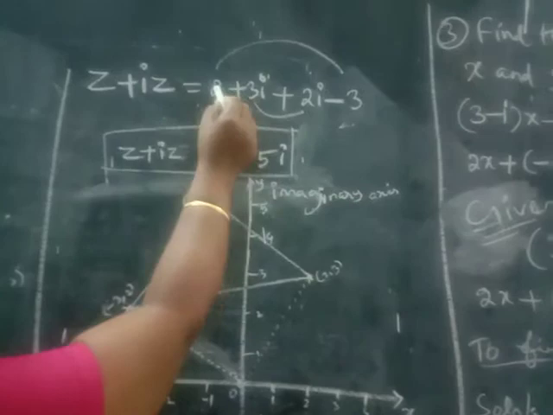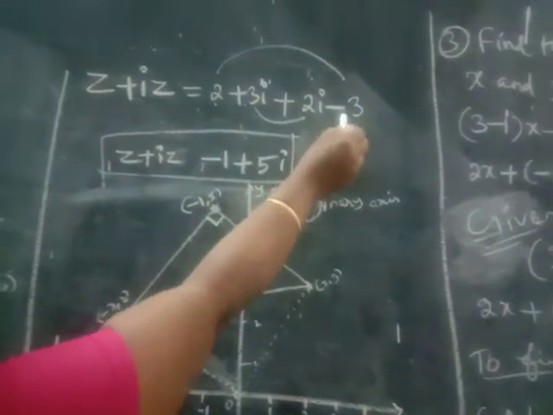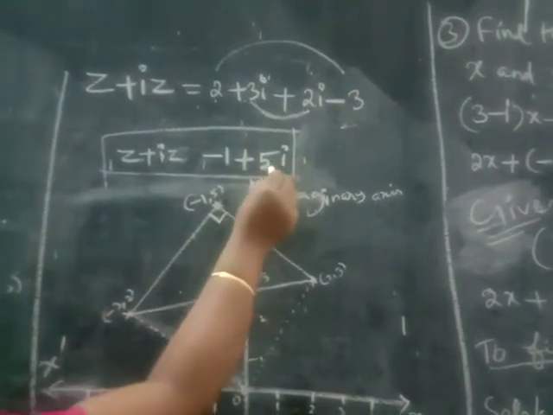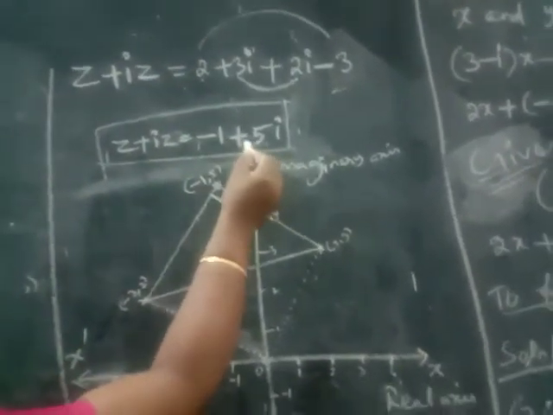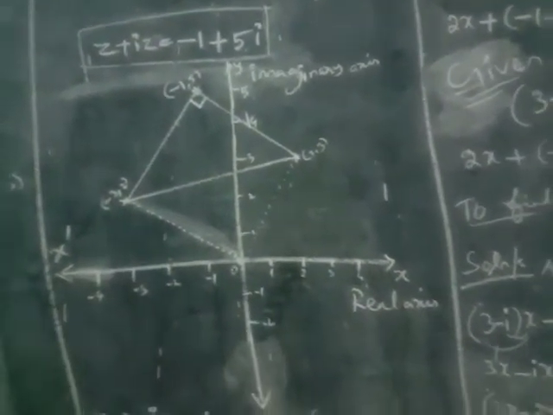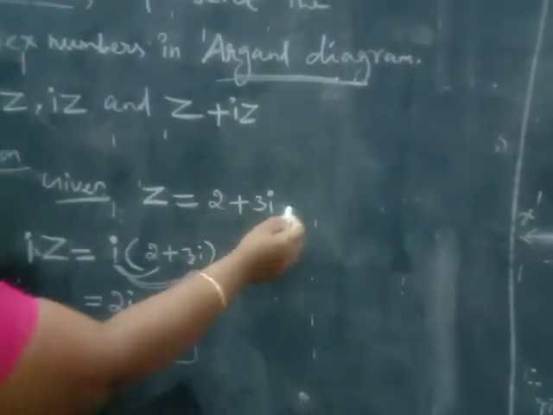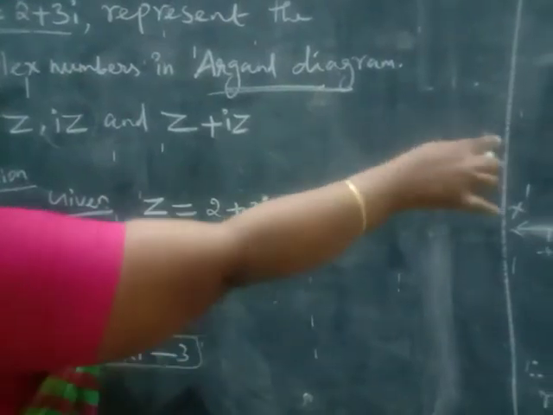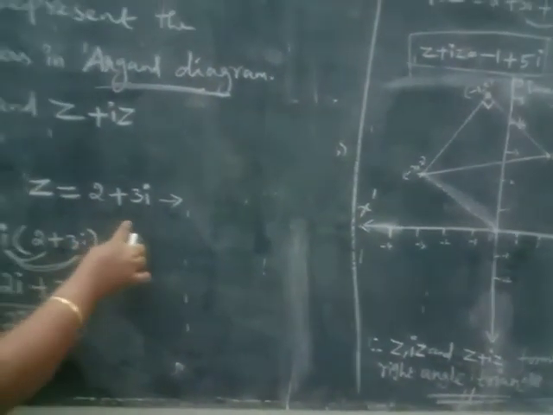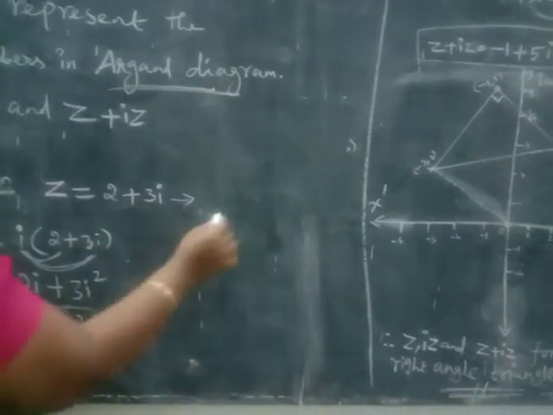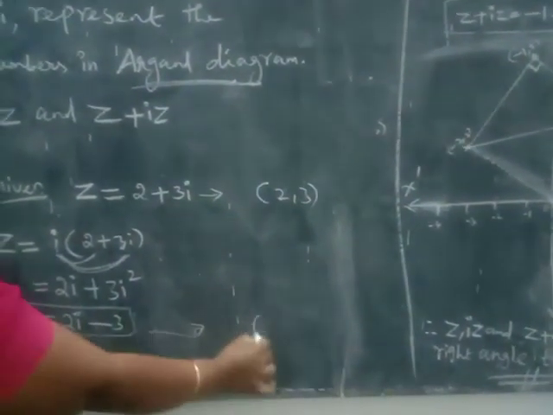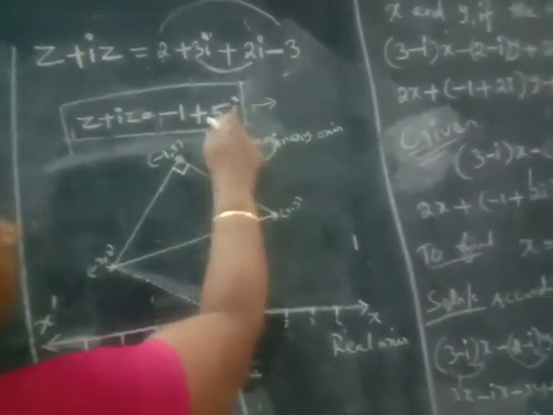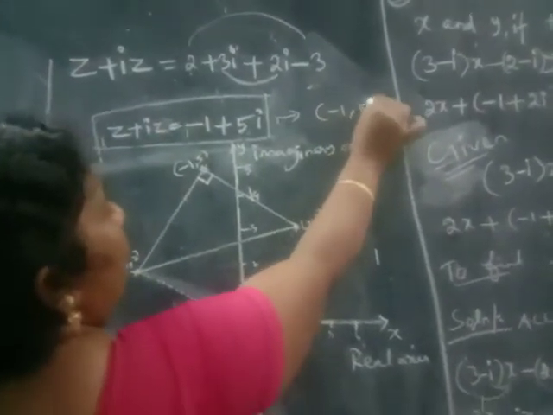Now add like terms, real numbers and imaginary numbers. 2 minus 3 is minus 1, and 3i plus 2i is 5i. Now we got z plus iz equal to minus 1 plus 5i. Now z equal to 2 plus 3i is a complex number. We are going to plot this complex number in the Argand plane. Before that, what is the ordered form of this complex number? Yes, (2, 3). Now what is the ordered form of this complex number? (2, minus 3). What is the ordered pair of this complex number? Minus 1, 5.